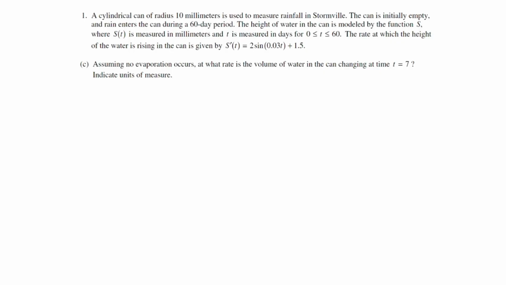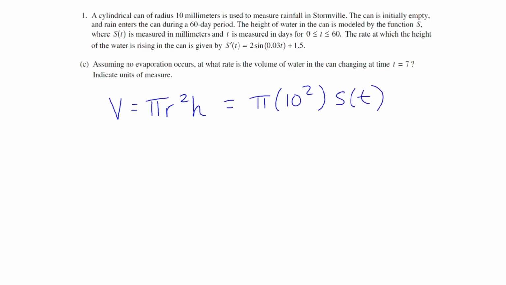In part C, it says, let's assume that no evaporation occurs. We want to know at what rate is the volume of the water in the can changing. So not just the height, but the volume. And so our volume, this is a cylindrical can, so the volume of a cylinder is pi r squared times the height, right? And so our height is given by s of t. And so we have pi times our radius of 10 squared times s of t, or in other words, the volume is 100 pi times s of t.